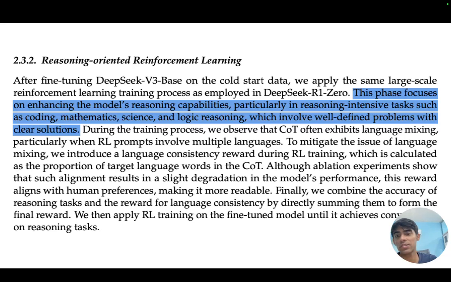Similarly, for reasoning-oriented reinforcement learning, this phase focuses on enhancing the model's reasoning capabilities, particularly in reasoning-intensive tasks such as coding, mathematics, science, and logical reasoning, because these all require a lot of thinking, right? If you're doing a mathematical or science problem, it's not easy for you to answer without thinking. You have to think about it in multiple steps and then answer the question.